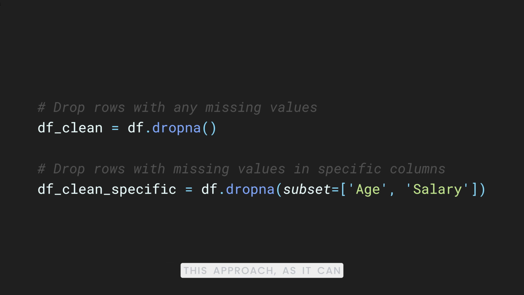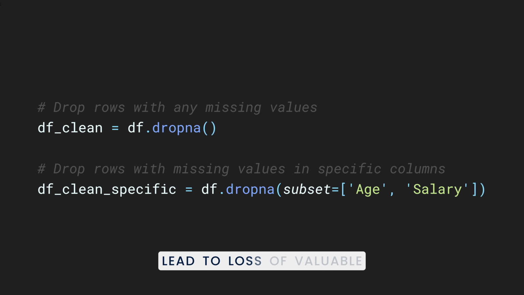However, be cautious with this approach, as it can lead to loss of valuable information, especially if many rows contain missing values. Always consider the context of your data and the potential implications of removing rows before deciding on this method. In some cases, it may be better to impute missing values rather than dropping them. Let's explore that next.